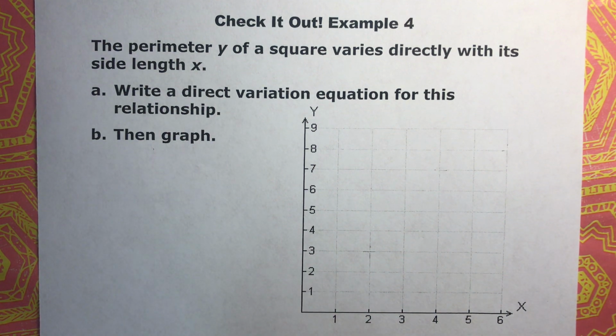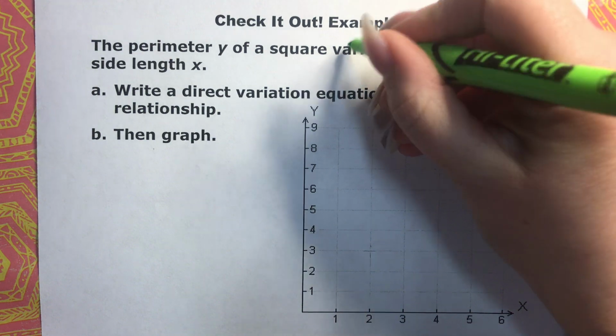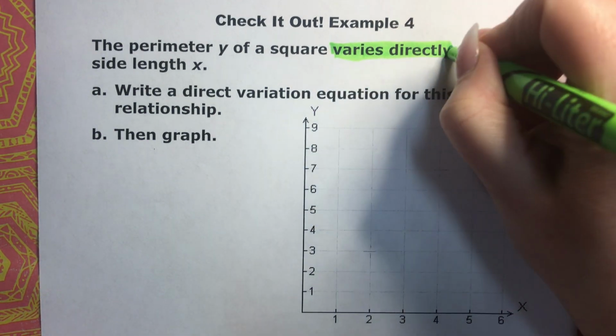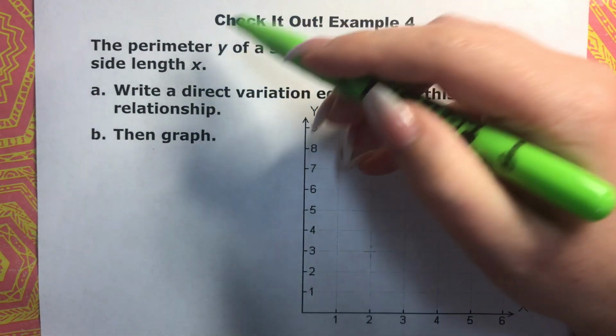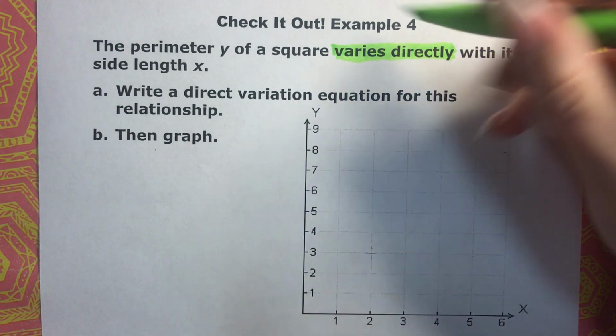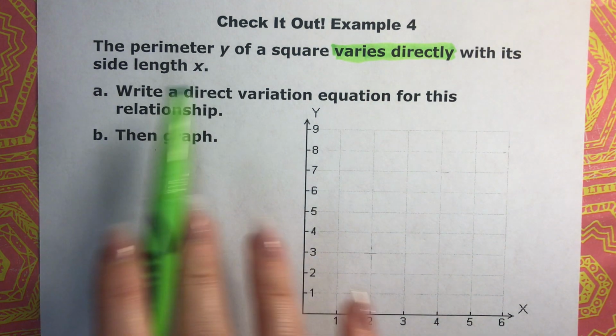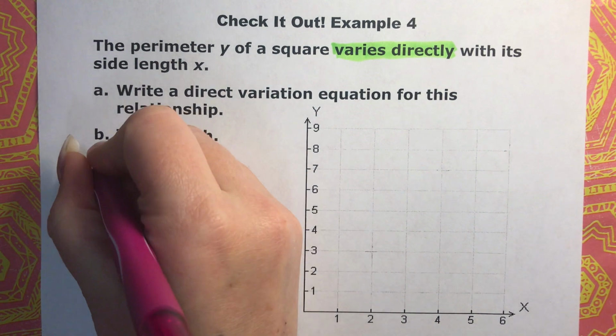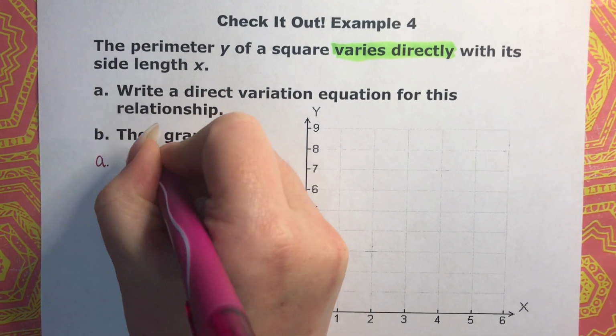I did. There's keywords. Varies directly. Okay, varies directly. So we have the y information, which is dealing with the perimeter of the square, and then the x, which is dealing with the side length. So we want to go ahead and write a direct variation first. So a, right, is going to be y equals kx.